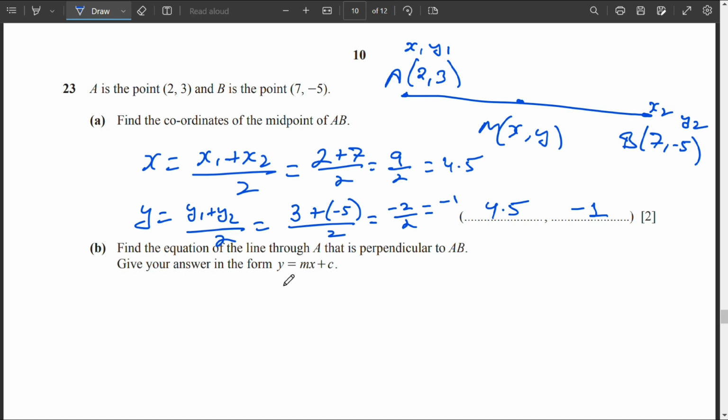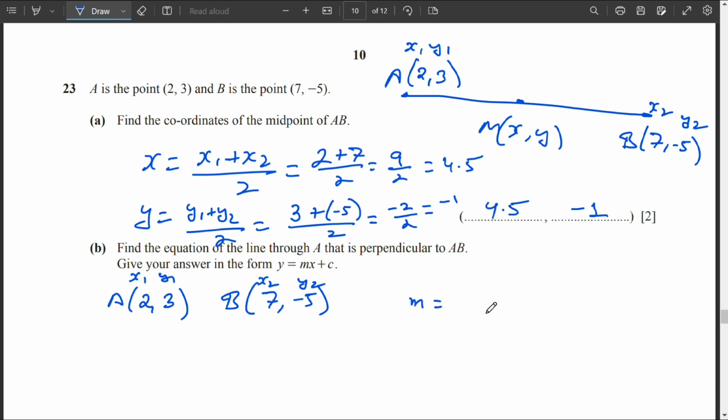And you have to find the equation of a line through A that is perpendicular to AB. Give your answer in the form y equals mx plus c. So first of all, again we have to find the slope of these points. So A is (2, 3), take this as x1 y1. B is (7, -5), take this as x2 y2.